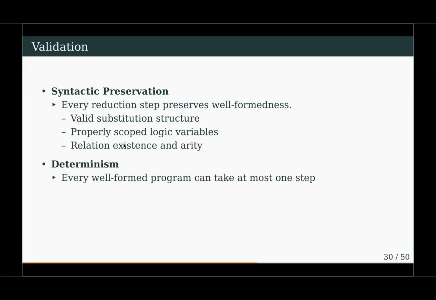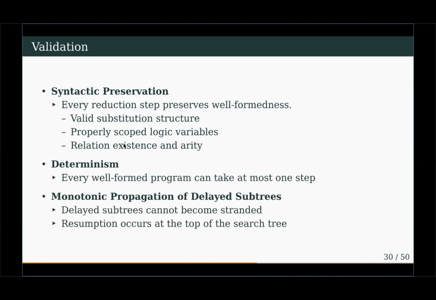Next is determinism. So from a well-formed program, you can take at most one step. And so this would be nice in terms of the visualization. So we only take one step. We don't have to visualize any branching computations. And finally, this monotonic propagation of delays. So as we saw, the delays move up the tree. And this is basically saying you'll never have a case where the delay gets stuck somewhere down here. You'll never evaluate that tree.